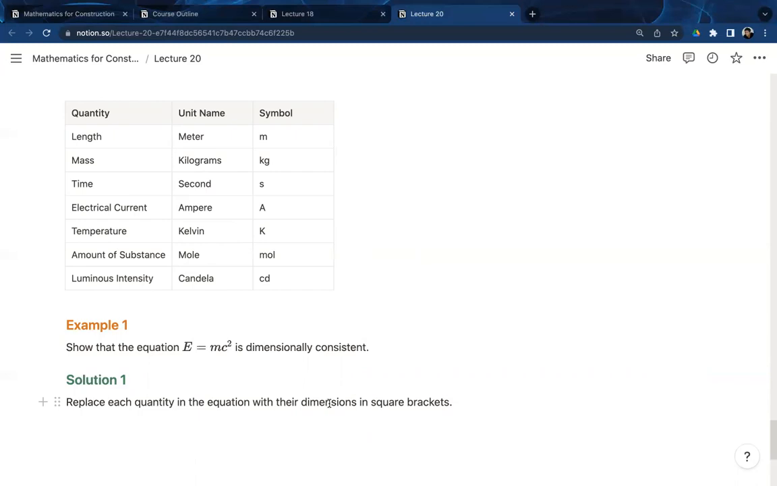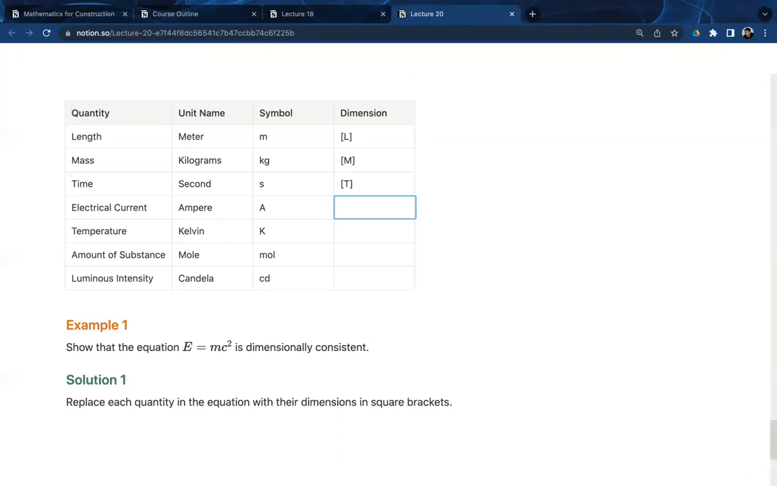So what is a dimension though? We didn't really talk about that. The table just has the units, the unit name and the symbol. So for the dimension, we use uppercase letters and square brackets. We say length is L, mass is M, time is T, that's the dimension.